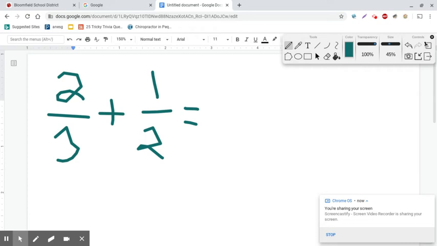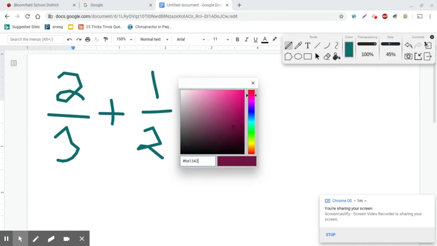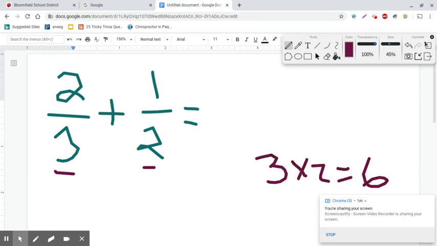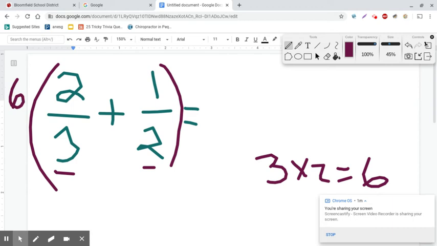So the only way we can actually add or subtract these would be to find a common denominator. So I'm going to teach you just a refresher of one of the easiest ways to do it. One of the easiest ways is just look at the bottom. We have a 3 and we have a 2. We're going to multiply 3 times 2, which gives us 6. So if we multiply this whole thing by 6, we can actually then divide everything out.